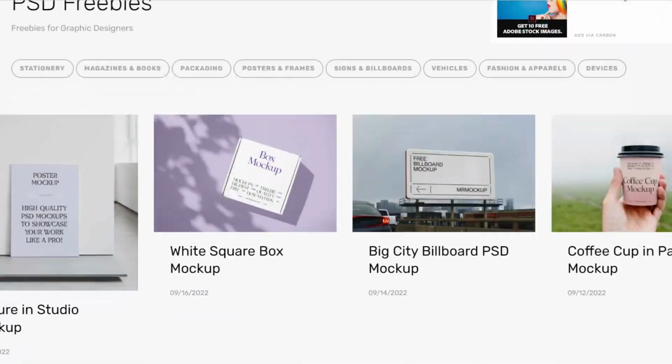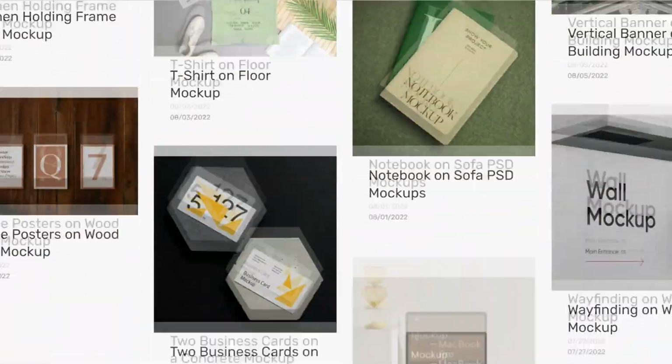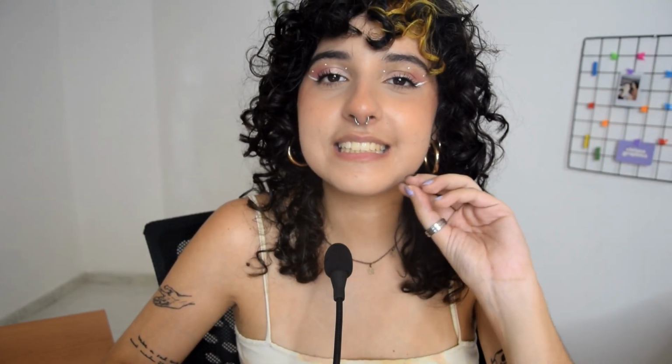They have a certain style that if it really matches with your style also, it's gonna be like your go-to website for sure. And then we have another website that is underrated and overrated at the same time. Let me explain. I'm talking about Freepik. Freepik has so many assets, it's insane.